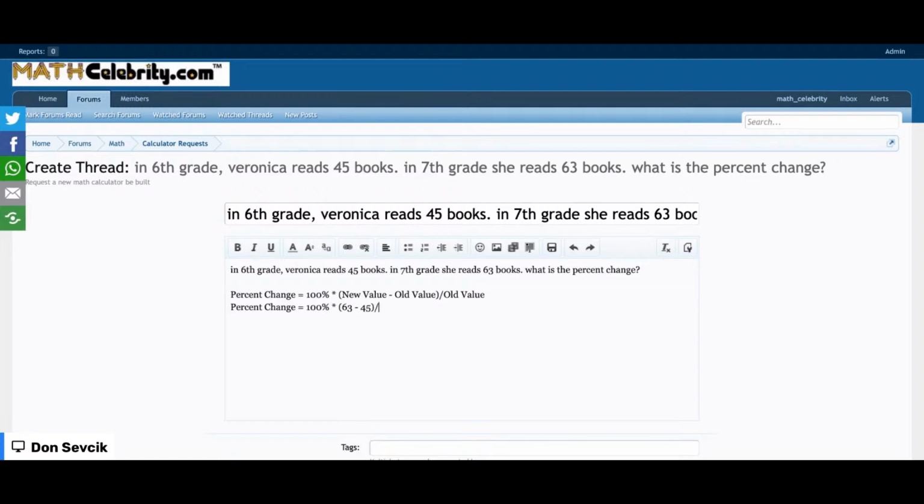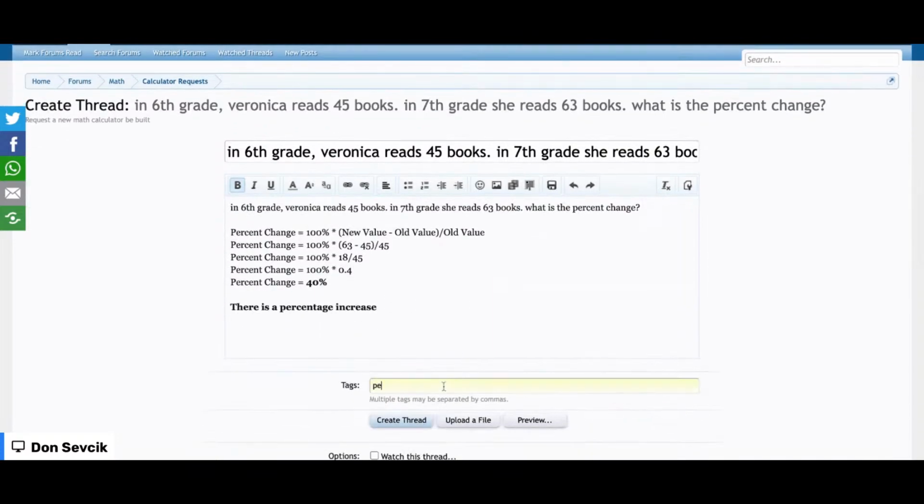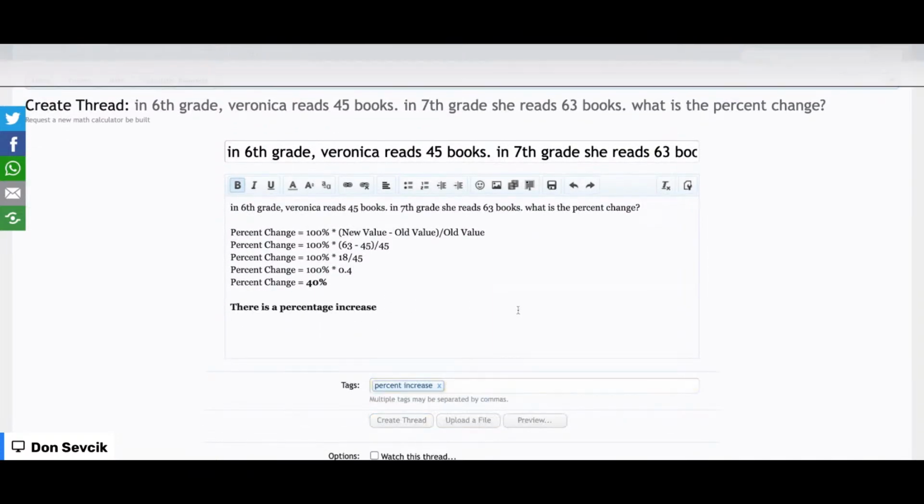63 minus 45 divided by 45. 63 minus 45 is 18 over 45. And 18 over 45 is 40%. Change equals 0.4. Percentage change equals 40%. Sometimes it'll list this, sometimes it'll do the plus sign, but the key here is there was a percentage increase. That's how you solve these problems.